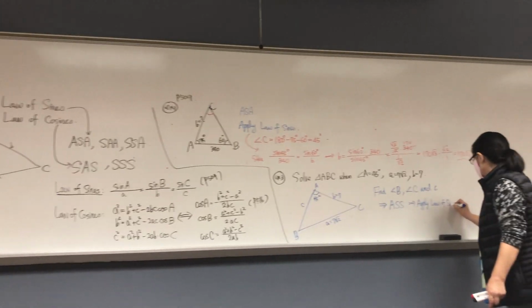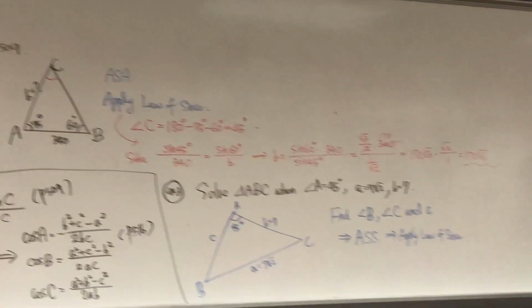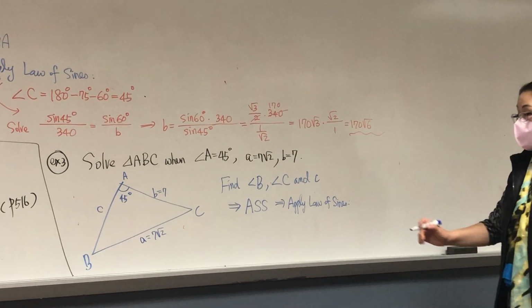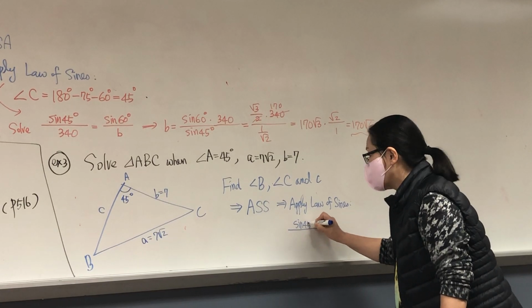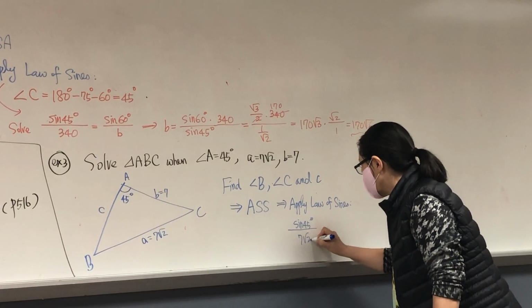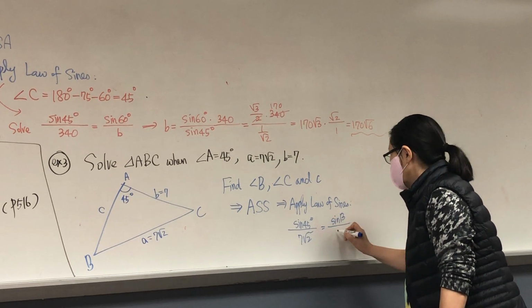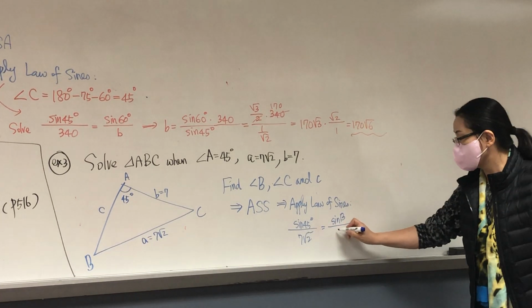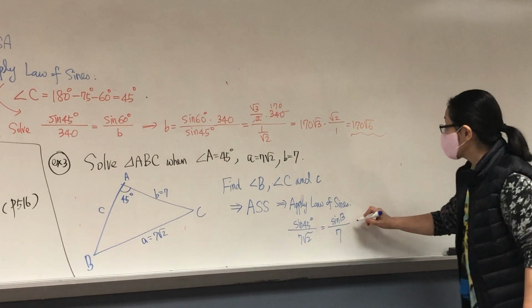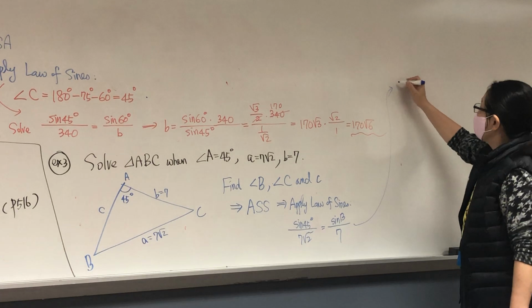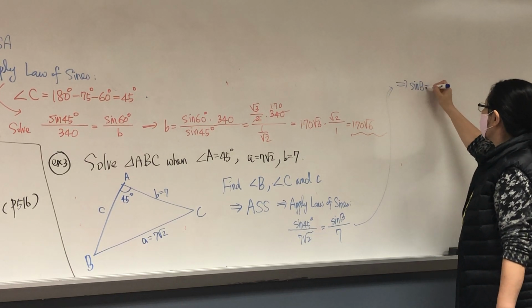How to? Okay, so sine 45 over 7 root 2 equals sine B over 7, equals sine C over... sine B over what? 7. Yes. And then B is unknown. Solve for sine B first. So sine B is what?